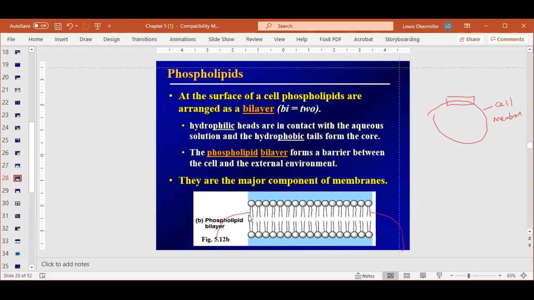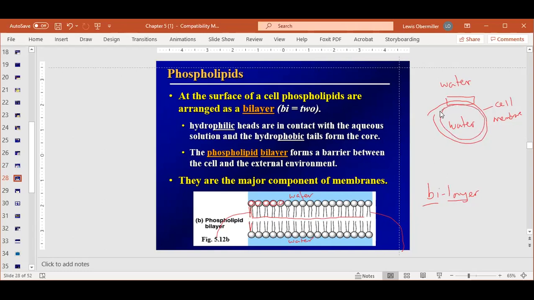And so here we have the fatty acid tails going in and the hydrophilic heads going out. So this is water out here and water in here. And because of this structure, because it's what we call a bilayer, so that means 2 layers, we can have water on the inside and water on the outside. And in between, it's fat. So water can't cross that.